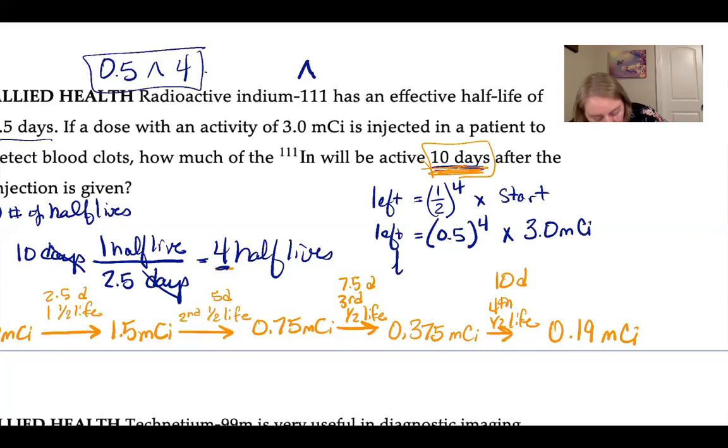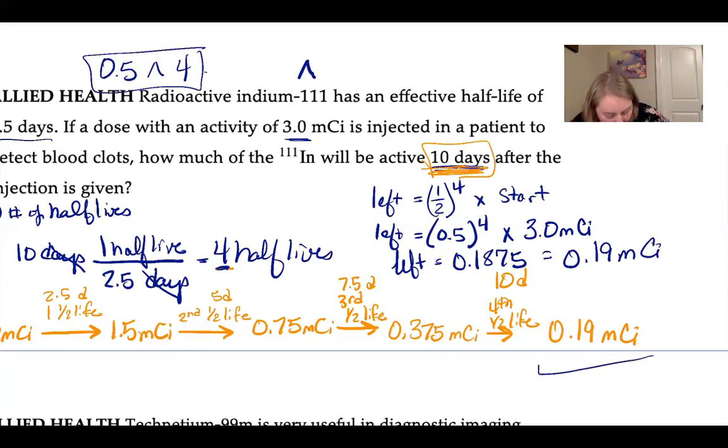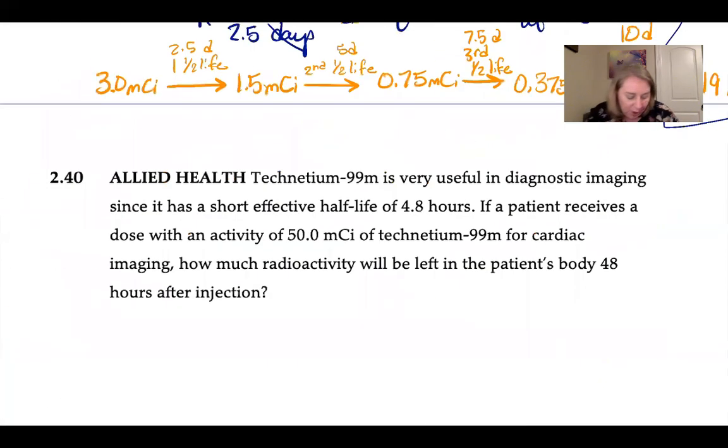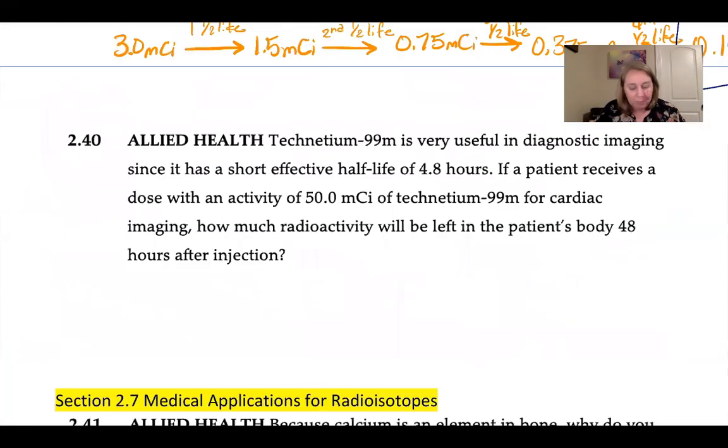And so what's left should be equal to the same thing. I got 0.1875, and I'm going to round that to 2 significant figures, so 0.19 millicuries. I get the same answer. Either way is fine. Either way is perfectly fine. Okay, that's it.